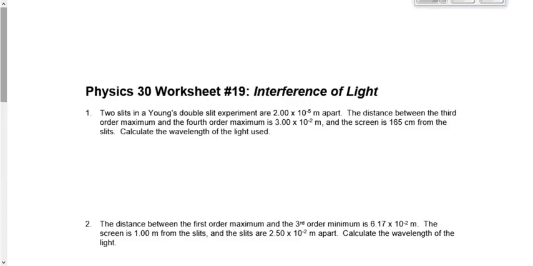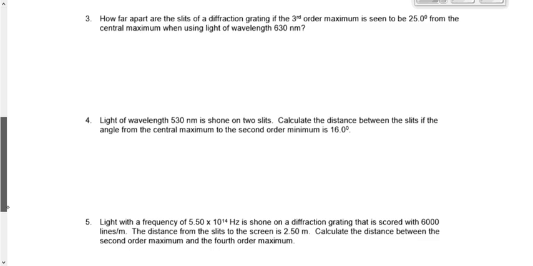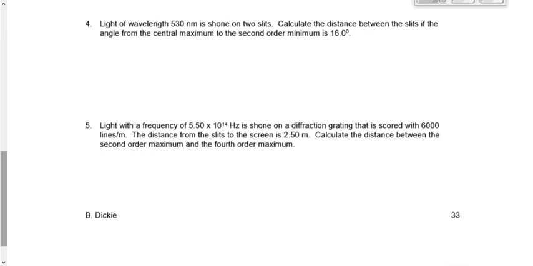Let's take a look at question number 5 on your worksheet. It says, light with a frequency of 5.5 times 10 to the 14 hertz is shone on a diffraction grating scored with 6,000 lines per meter. Distance between the slits and the screen is 2.5. What's the distance between the second order max and the fourth order maximum here? Whew, this is a tough question. Good choice on questions to go over here.